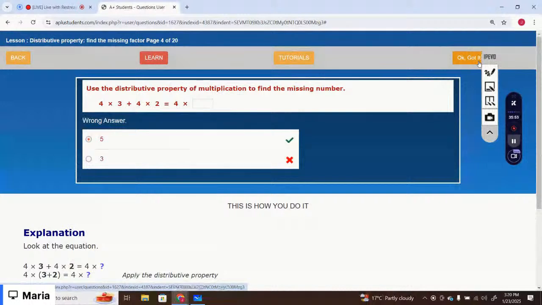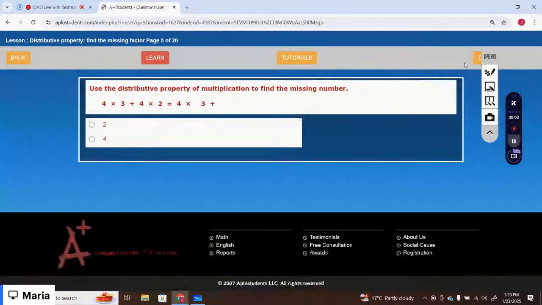Mm, 4 times 3. Oh, I selected the wrong option. That is 5. Sorry. Use the distributive property of multiplication to find the missing number. So which number is missing?